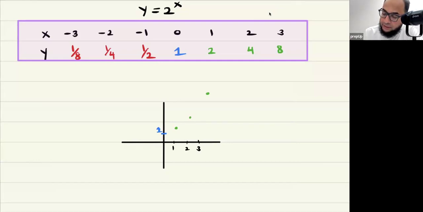And what about the values in red? For -1, let me write -1 and -2 and -3. So that would get very, very small. It's not 0, but it's very, very small. So it's like this, it's like this, it's like this. That's how the graph would look like.